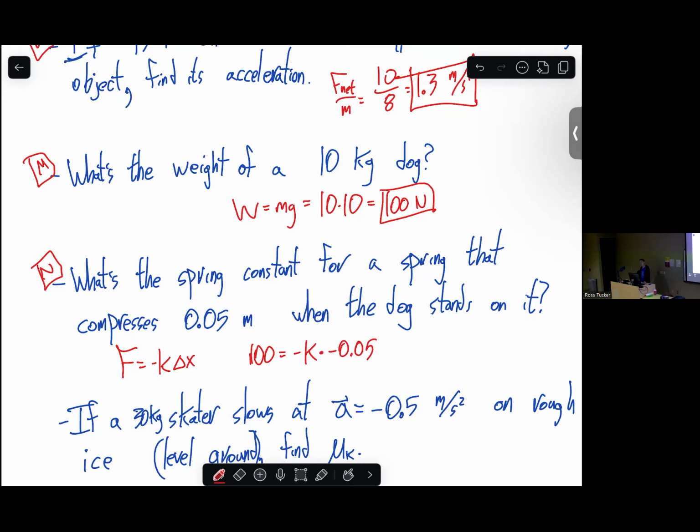Hey, what's a negative negative? A positive. Those negative signs cancel out. k is never a negative number.